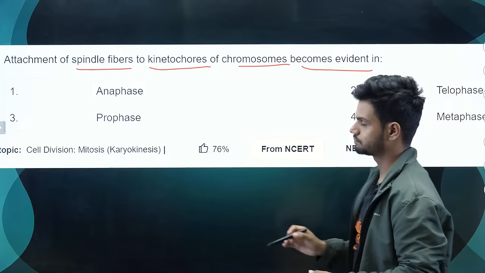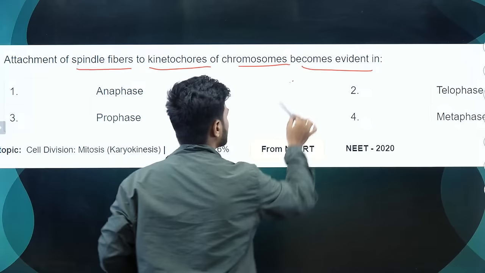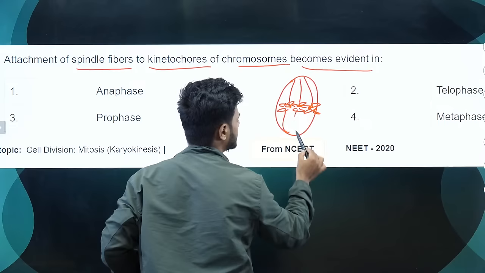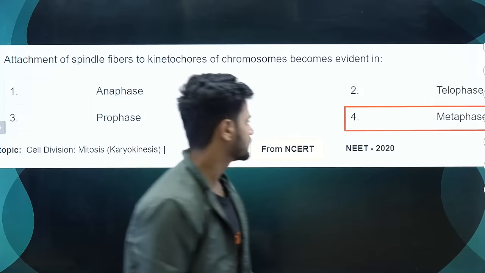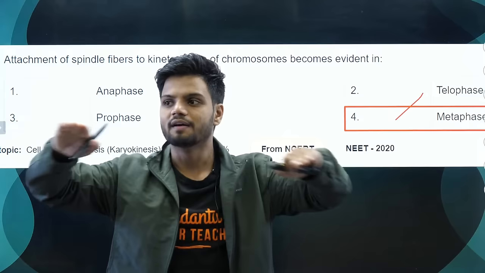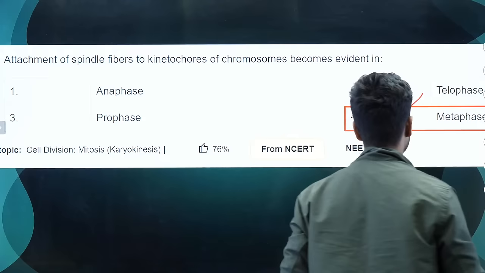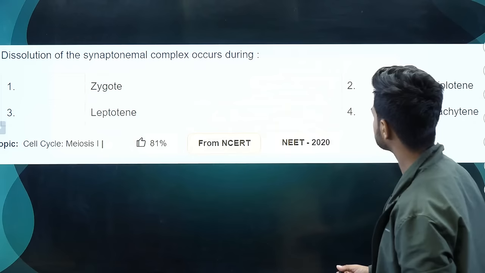That is, attachment of spindle fibers. The spindle fibers are joining at the kinetochore. It becomes evident. When do we see the spindle fibers? Attachment of spindle fibers is mainly noticed in the metaphase, when they align in the equatorial plate. It becomes more and more evident. Okay. Students, make your mistakes right now. Do not make your mistakes in the examination. Okay. D for Dolakpur. Yes. Option number D. See here. Next question.